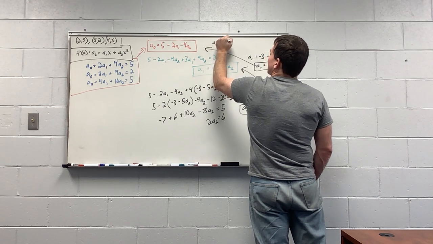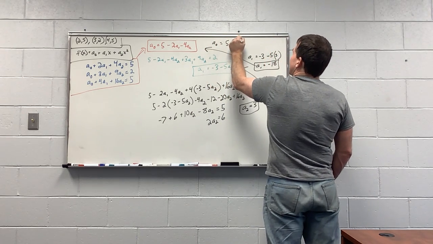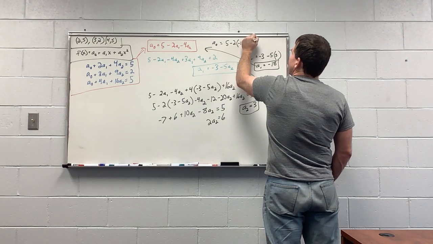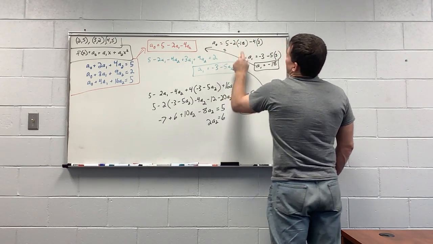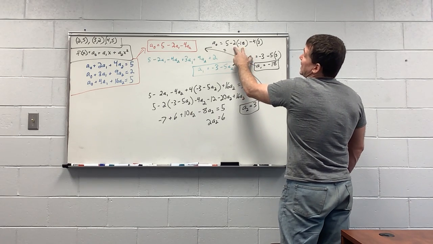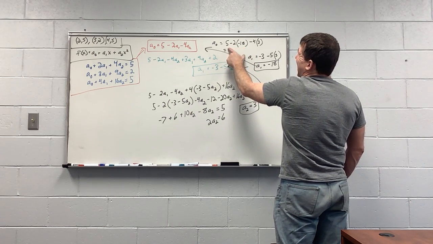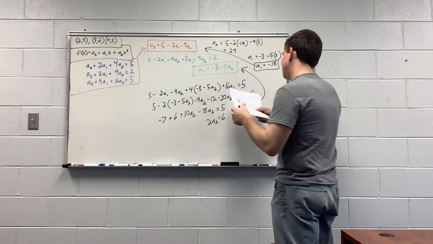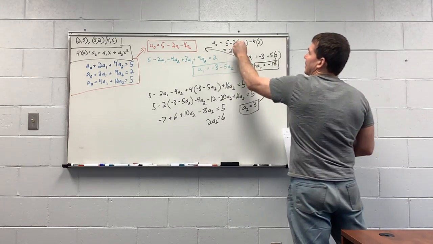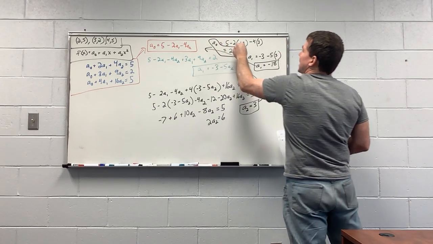A sub 0 is 5 minus 2 times a sub 1, which is negative 18, minus 4 times a sub 2, which is 3. Negative 2 times negative 18 is positive 36, plus 5 is 41, minus 12 is 29. And there's my a sub 0.